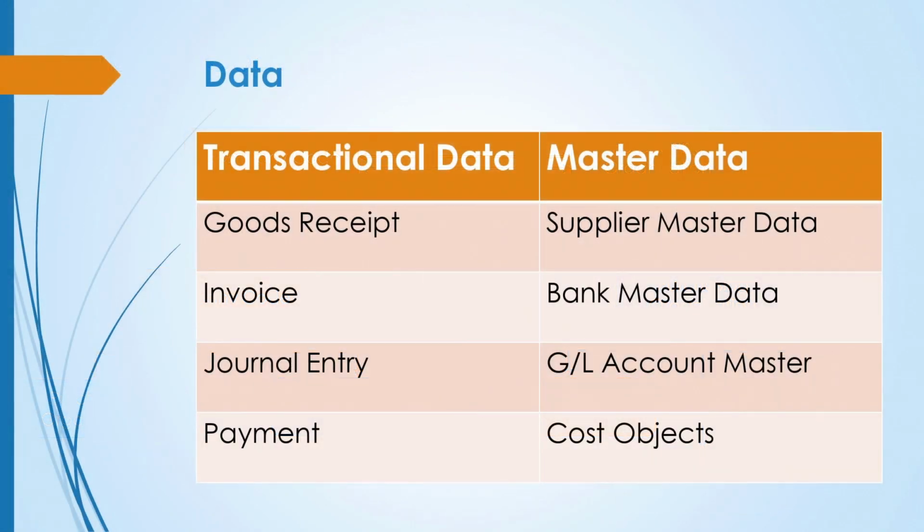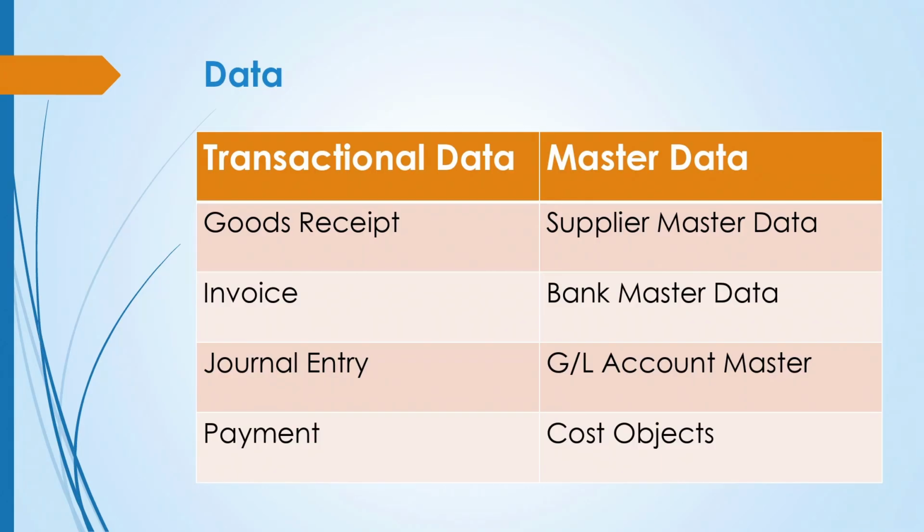There are two types of data, transactional and master data. Transactional data tends to be one-off postings at a specific date with values, for example, posting a goods receipt, invoice, journal entry or payment. Master data is created once but can be used by many transactions. It can change but usually does not change on a regular basis.